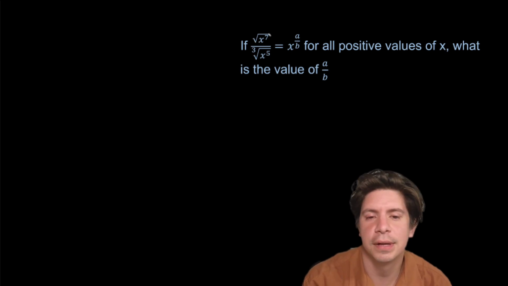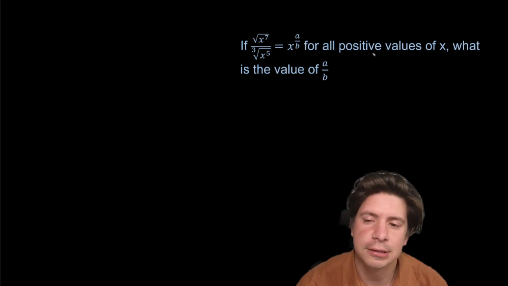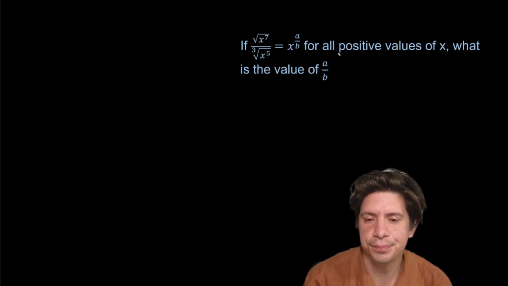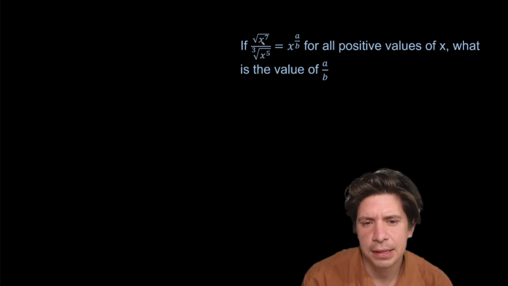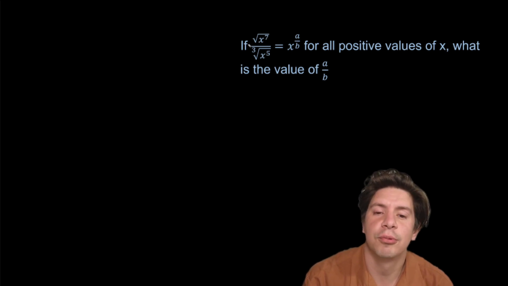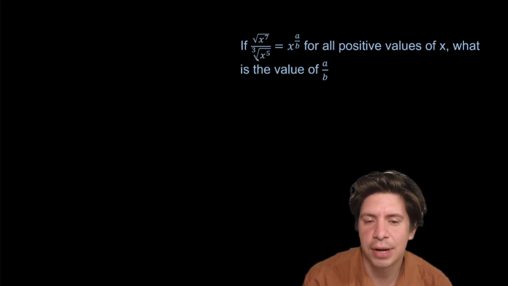If root x to the 7 over cube root x to the 5 equals x to the a over b for all positive values of x, what is the value of a over b? Okay, so the way you want to do this, you want to simplify this into one thing. How does that work? Remember, when you're dividing bases, you're subtracting exponents.